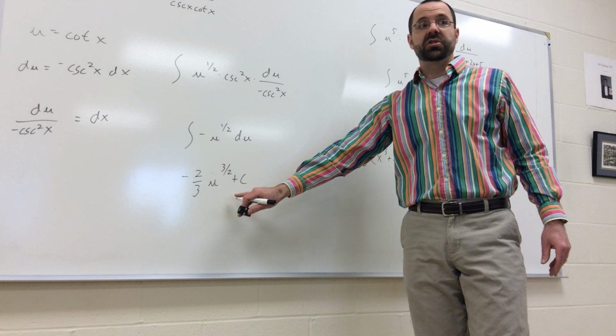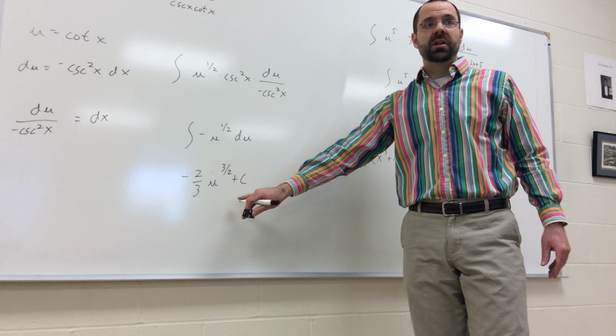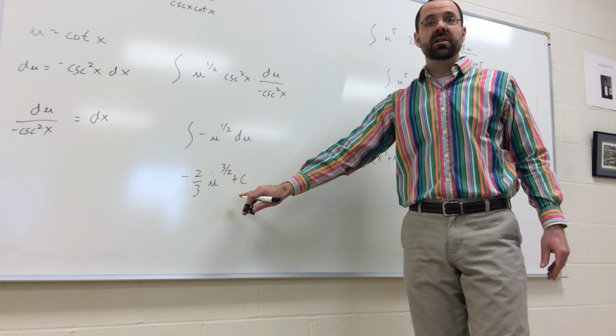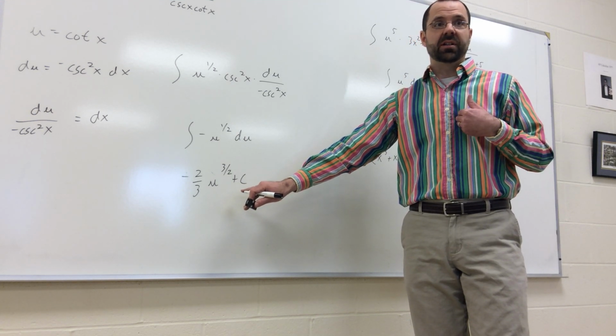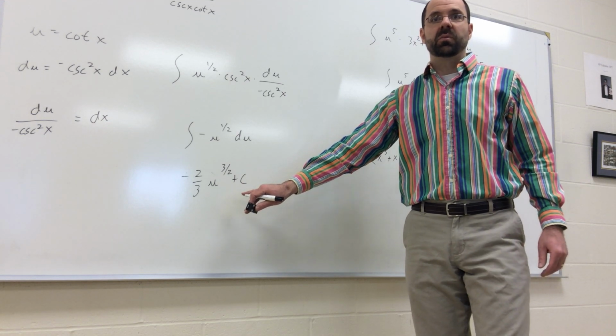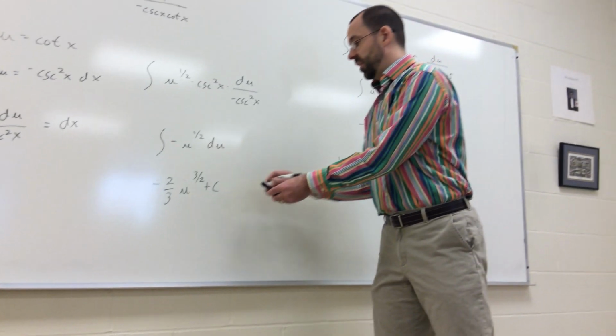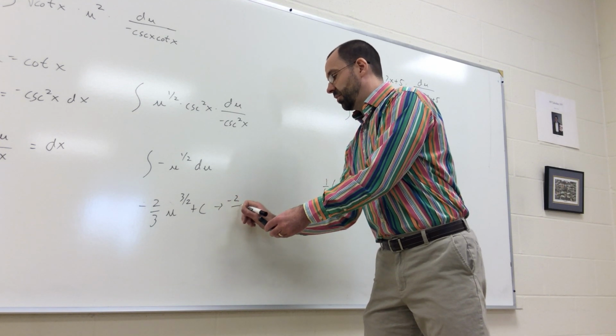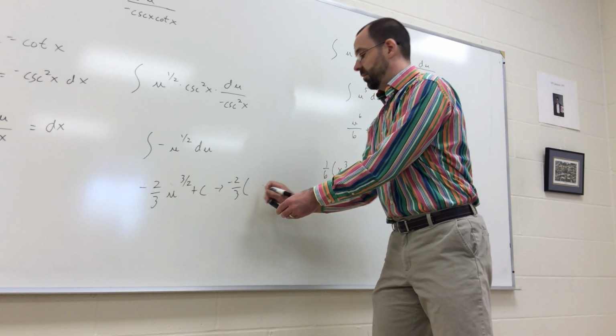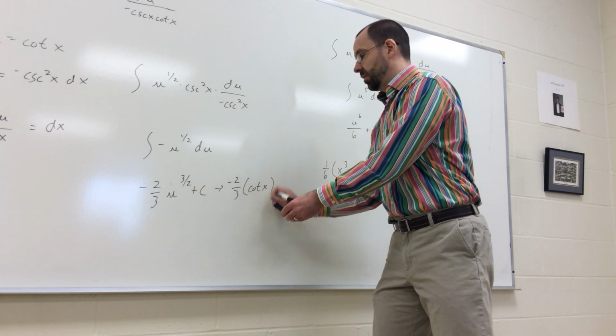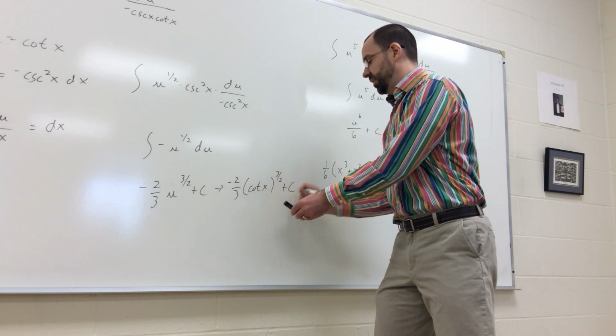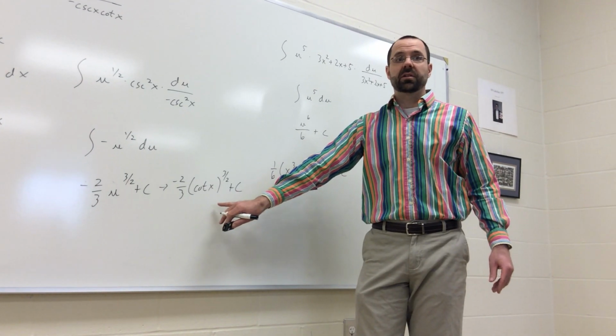And then the last step is to translate back to x's. U was just a temporary variable for our convenience, but we need to give the final answer in terms of x's. So negative 2/3 times cotangent of x to the 3/2 plus c is the final answer.